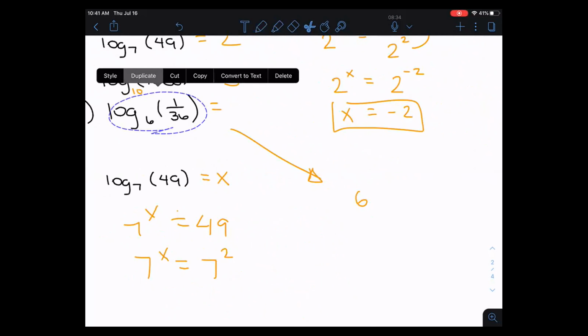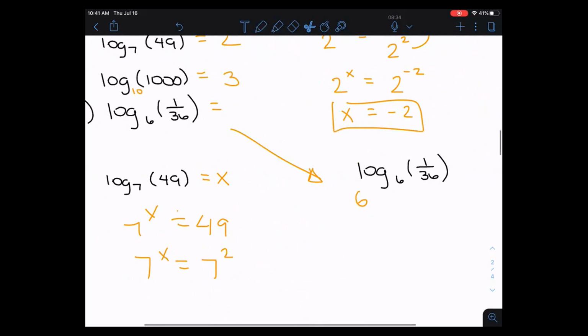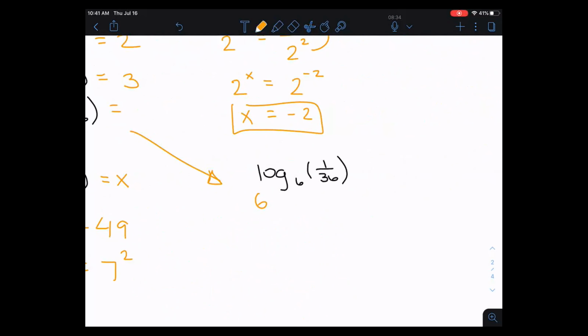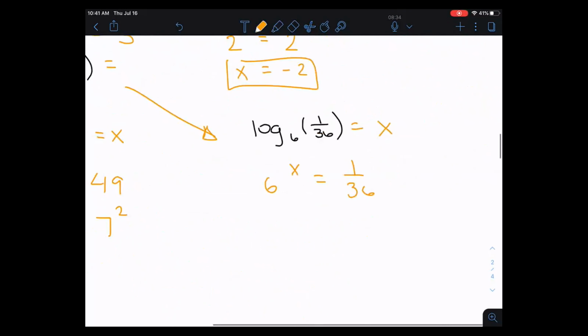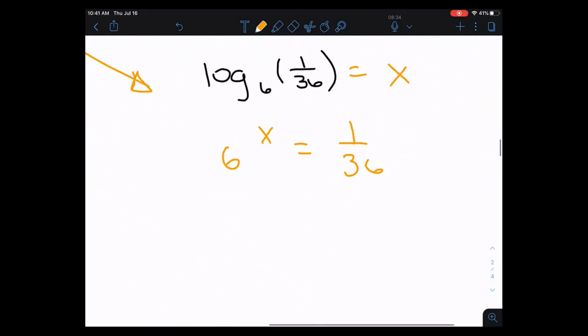So you guys are taking this, and you guys are saying, okay, log base 6 of 1 over 36 is equal to something. That means that 6 raised to some exponent is equal to 1 over 36. And then from here, you guys can just try to make both of these have the same base. So we have 6^x is equal to 1 over 36. We can rewrite 36 to be 6 to the second power.